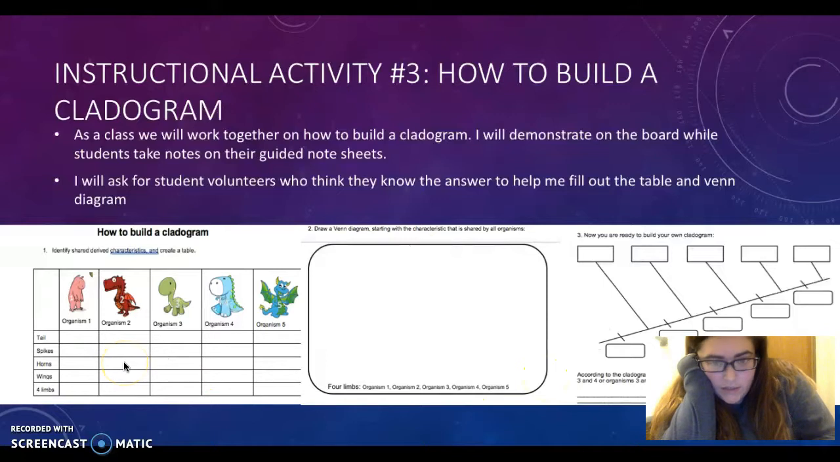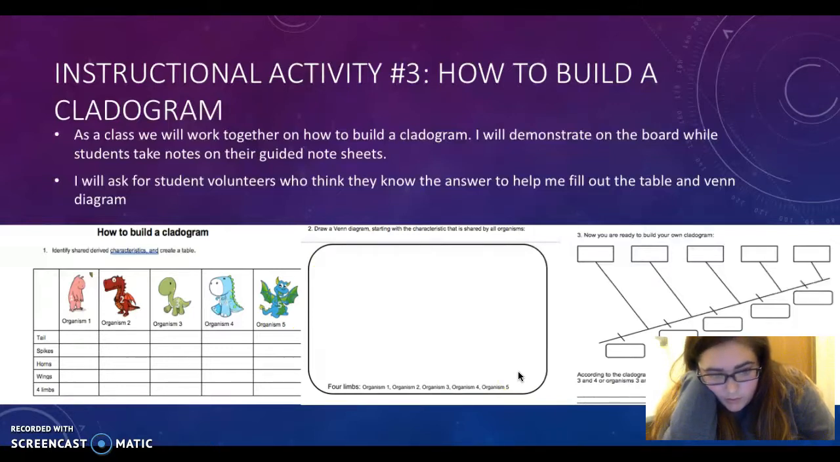So basically we are going to put a check in the boxes where things apply. So for wings, we'd have a check here and we'd have a check here, but the rest wouldn't because they don't have wings. So for tail, this one wouldn't have a check, but this one, this one, this one, and this one would have a check. So that's how we would figure out what to put in the Venn diagram.